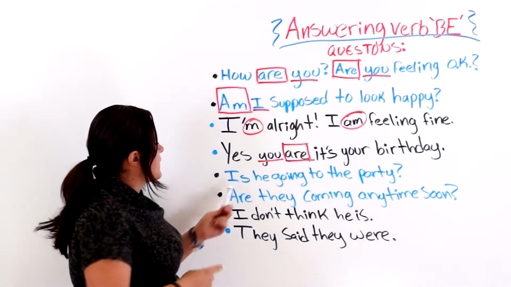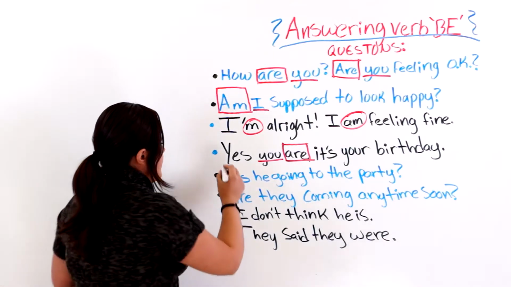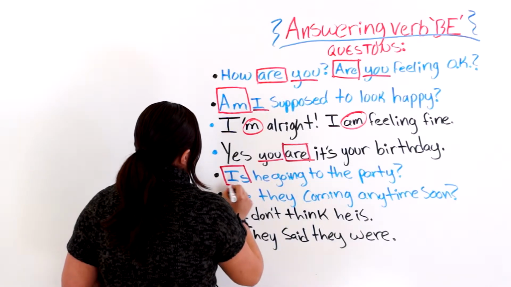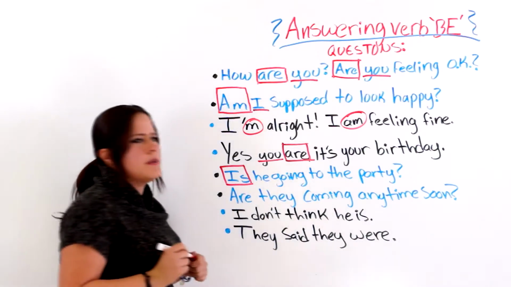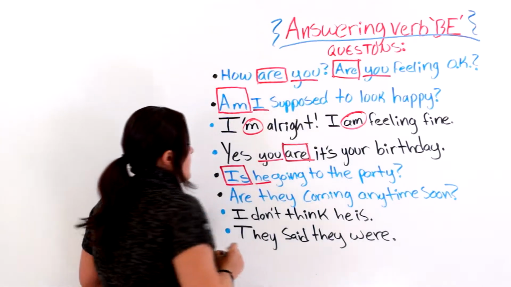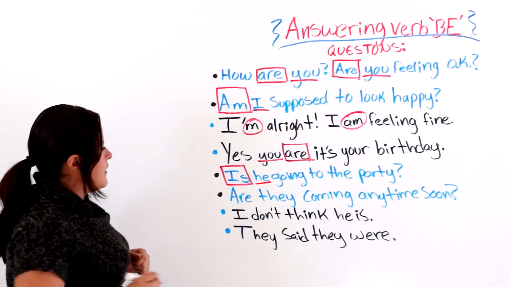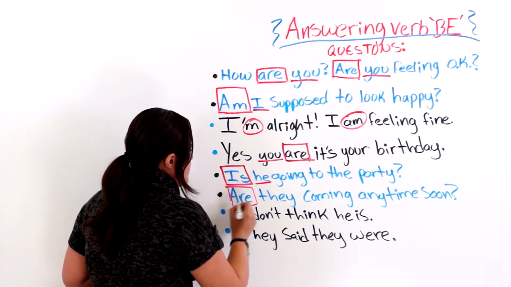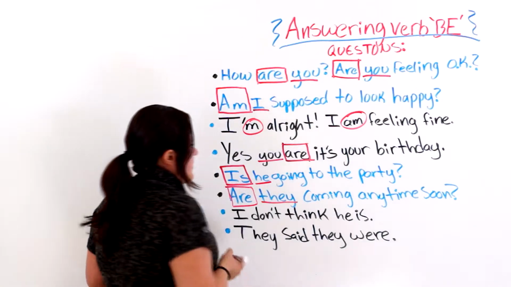Next one. Is he going to the party? It's in third person. You could say, is she going to the party? Or is it going to be okay? Is he going to the party? He. Okay. Are they coming anytime soon? Are they? This is our verb to be and the personal pronoun.